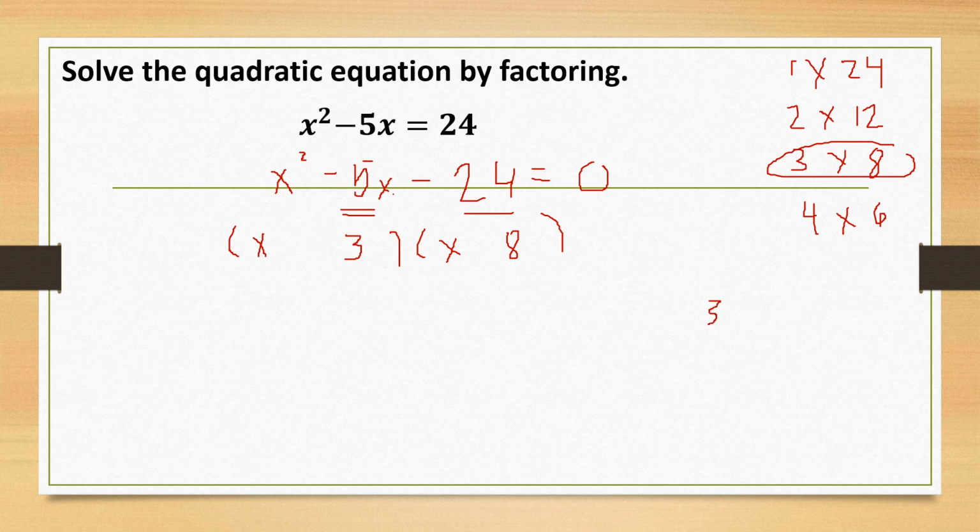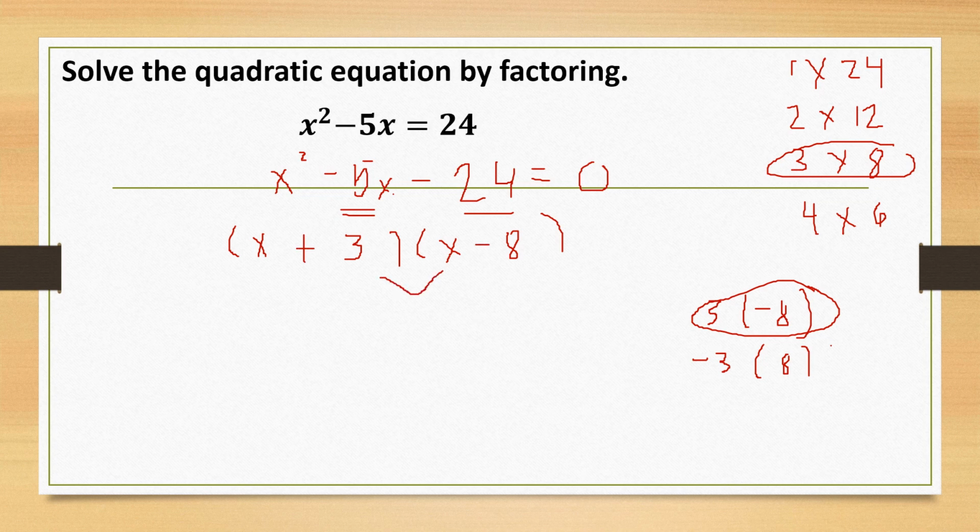We will choose between 3 times negative 8 or negative 3 times positive 8. Both of them, when multiplied, will give us negative 24. But when added, which will give us negative 5? So this pair will give us negative 5. So we have positive 3 and negative 8.